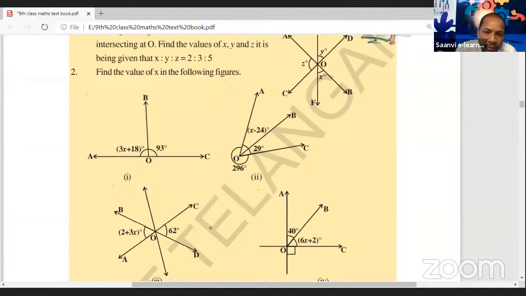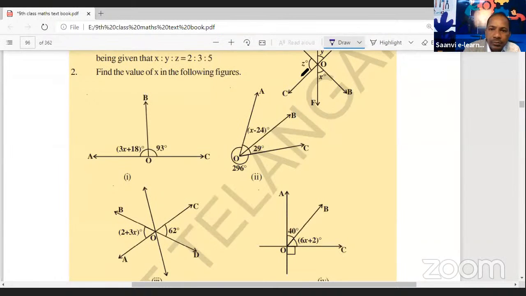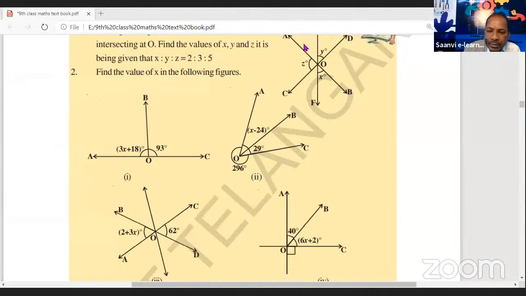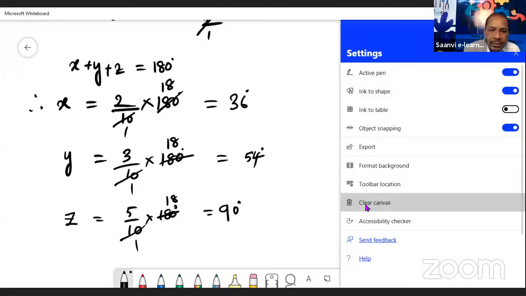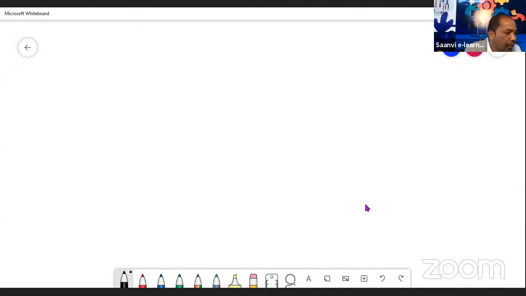If the sum of two adjacent angles is equal to 180 degrees, they are called a linear pair of angles. It means these two angles are a linear pair of angles. So a linear pair of angles means the sum of the two angles is equal to 180 degrees. From this figure we can observe that these two angles are a linear pair. We all know that for a linear pair, the sum of the two adjacent angles is equal to 180 degrees.